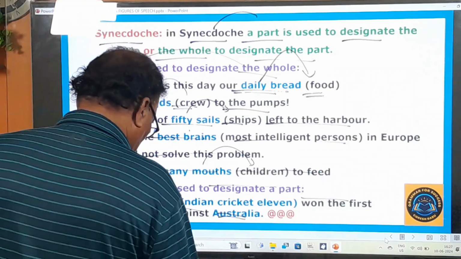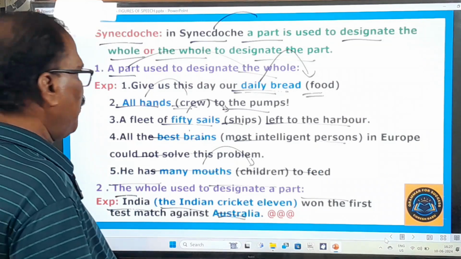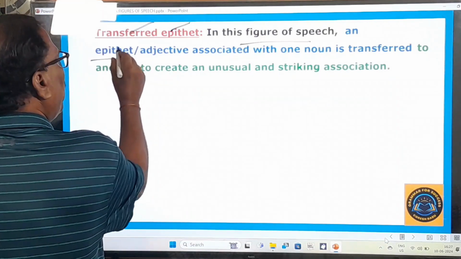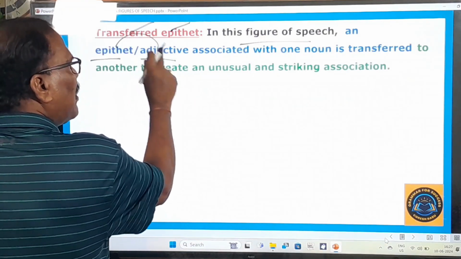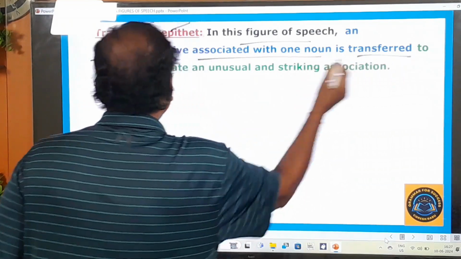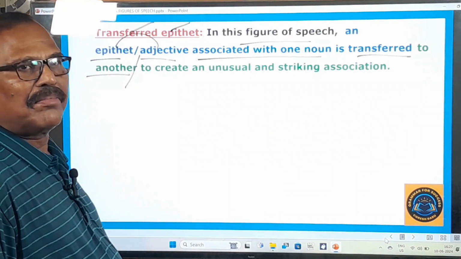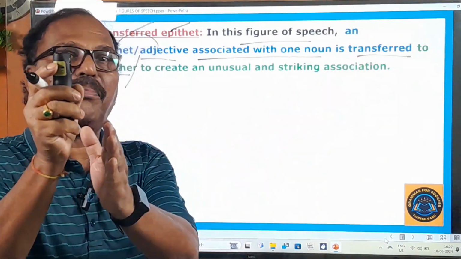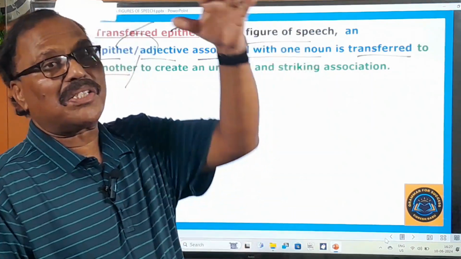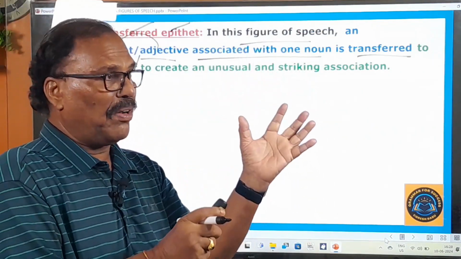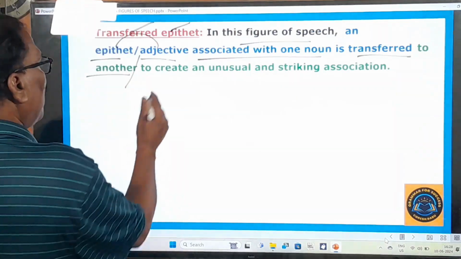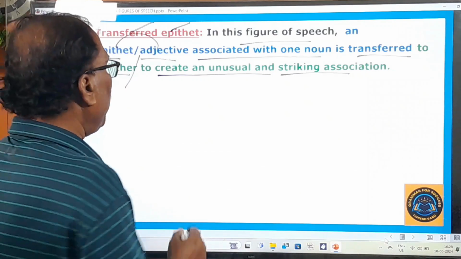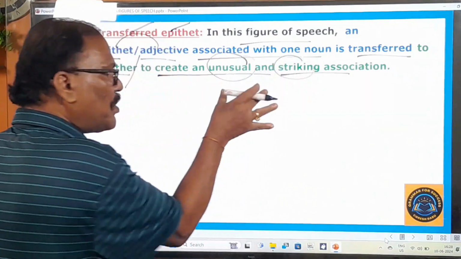And now let's move on to learn about the next figure of speech. Transferred epithet is there. Very interesting. In this figure of speech, an epithet means an adjective. An epithet or adjective associated with one noun is transferred to another. This is very important. An adjective which is supposed to describe one noun is used to describe another noun. That is called transferred epithet. You are transferring this adjective, and why? To bring about an unusual and striking association.